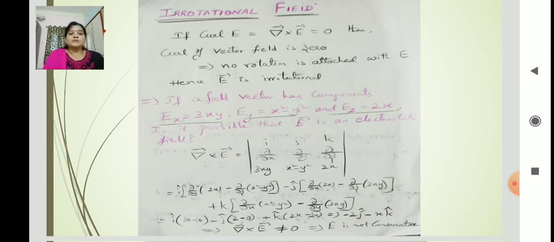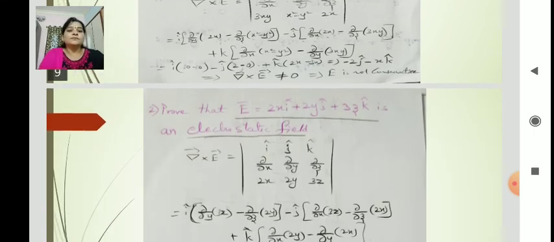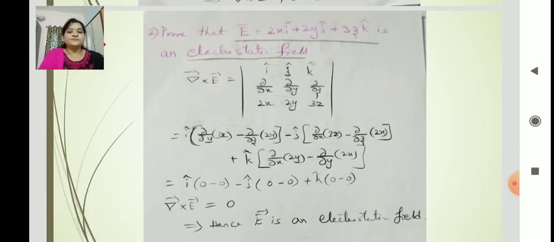So you got a vector over here. So del cross E is not found to be 0. If curl E is not 0, that field is not a conservative field. So we say that E is not conservative. Right? So next, let us see this.